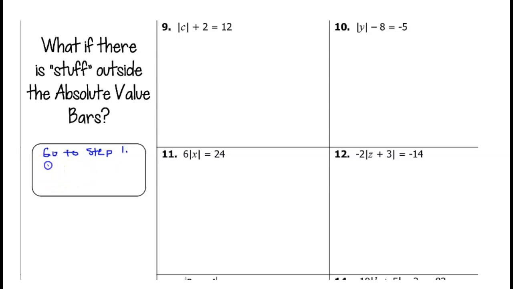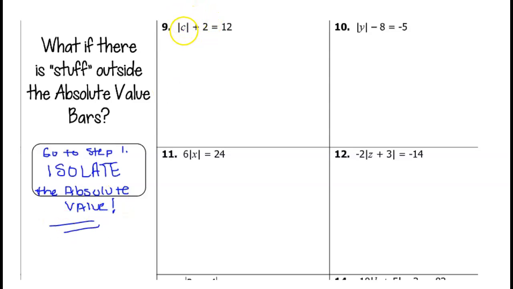Step 1 is to isolate the absolute value. Okay? Put that in your notes. You need to isolate the absolute value. So if we look at number 9, notice the absolute value is not by itself.